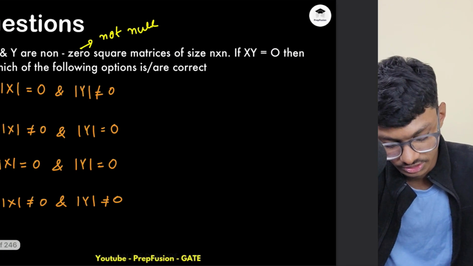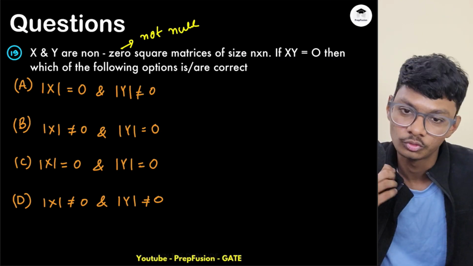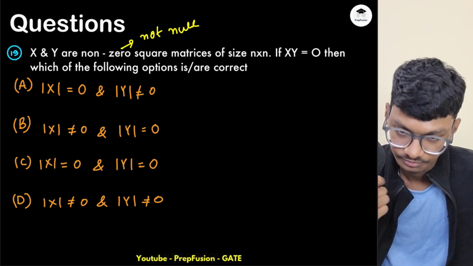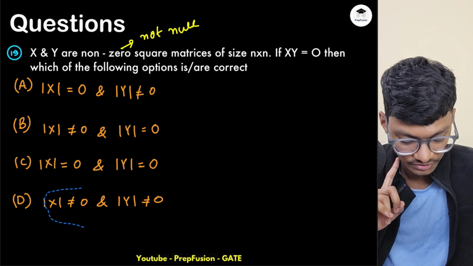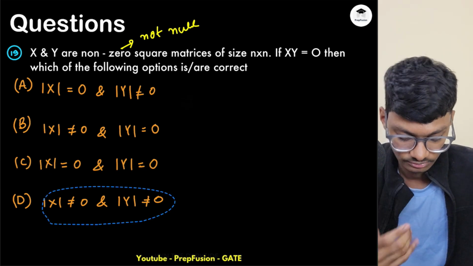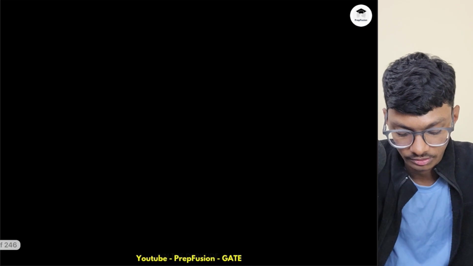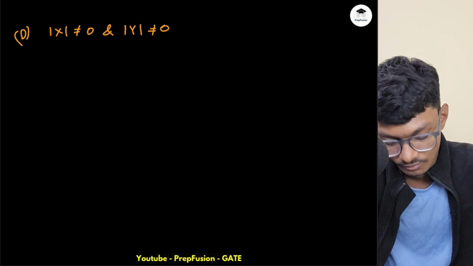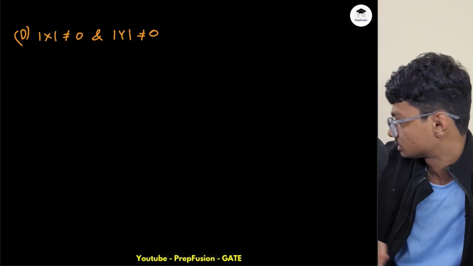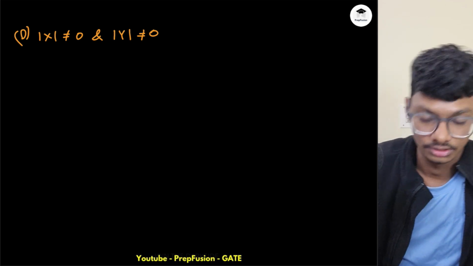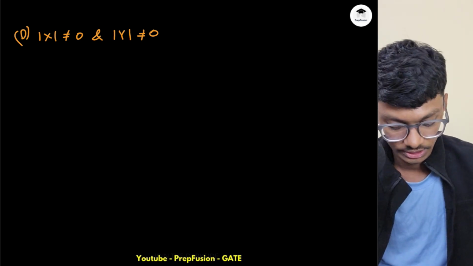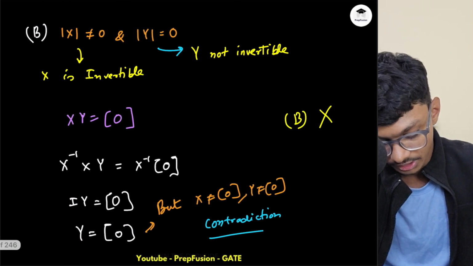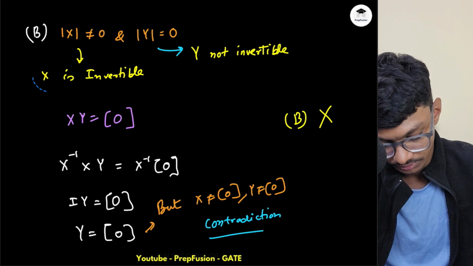So let's go for the c option. In the c option, they're telling that the determinant of both of them is equal to 0. Let's keep this option and first go for the other option. Again, it's the same thing only. Determinant of both of them are non-zero. If the determinant of both of them are non-zero, that means both of them are invertible.